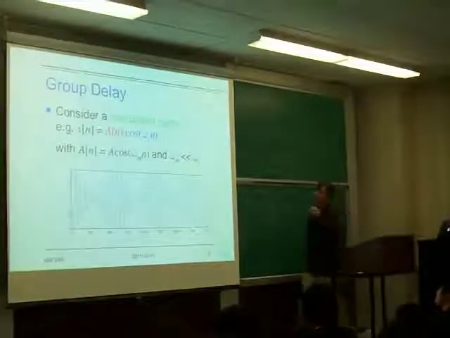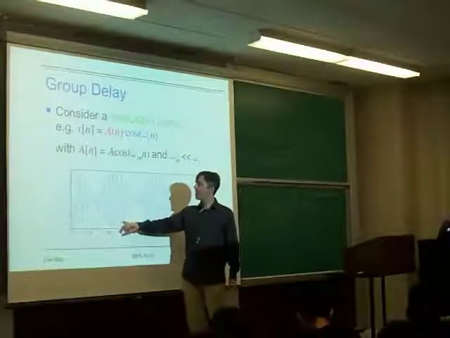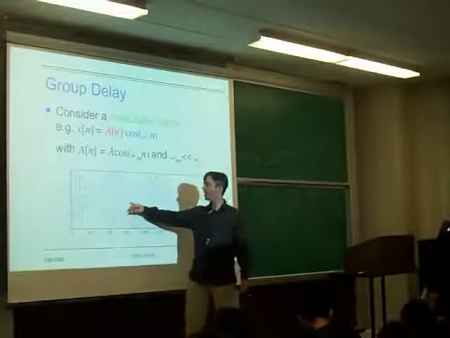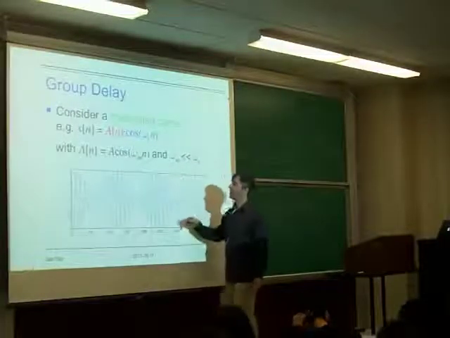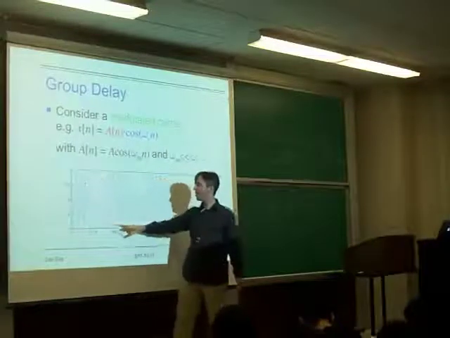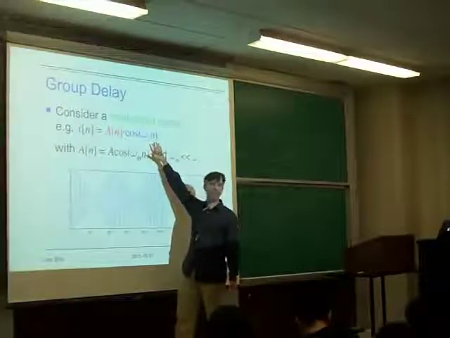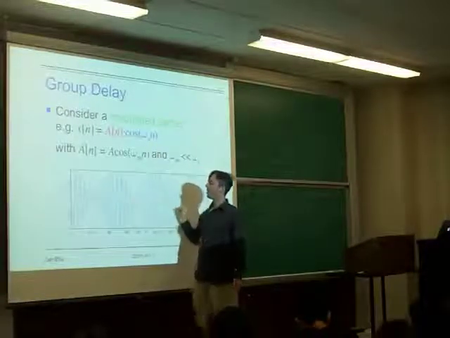Okay, so the group delay. This is the kind of signal we're talking about. This is a carrier, high-frequency signal that's been amplitude modulated by a low-frequency signal. We're just saying that x of n is some amplitude signal, which is the amplitude envelope shown in red here, times some carrier, cosine of omega sub c of n, which is the blue sinusoid we see here.